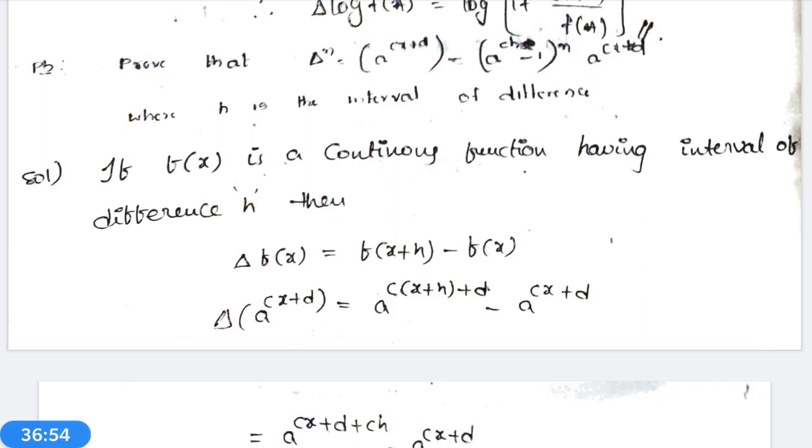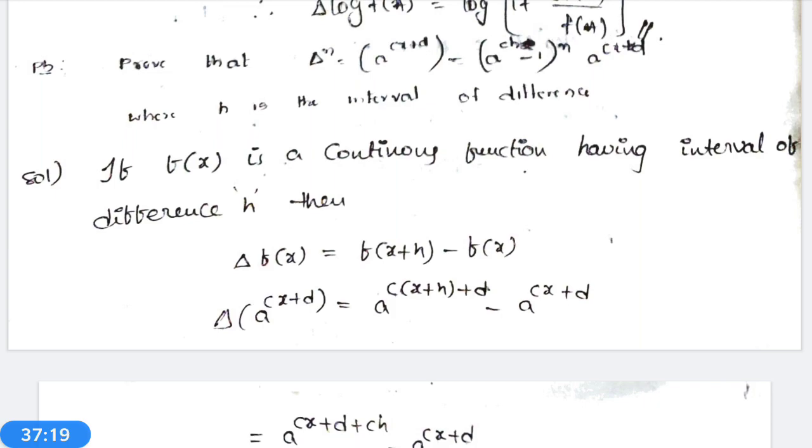Now solution. If fx is a continuous function of x having interval of difference h, then delta fx is equal to f of x plus h minus fx. Call it as equation 1. What is fx? A power cx plus d. What is f of x plus h? A power c into x plus h plus d.